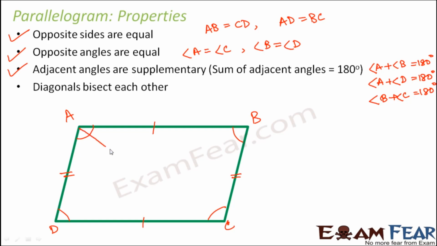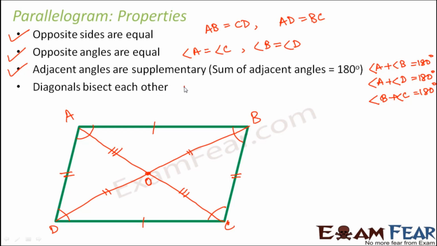Diagonals bisect each other. So if you draw the diagonals of a parallelogram, one diagonal divides it into two triangles. Now if you draw both the diagonals, you see that the diagonals bisect each other. Now when I say bisect each other, that means they meet at a point such that this point divides the diagonal into two equal halves. So basically this will be equal to this, or this will be equal to this.